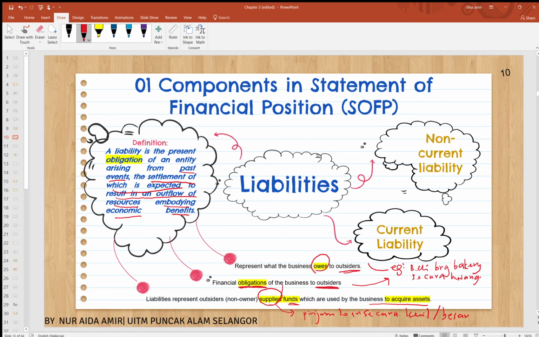Itu adalah konsep liabilities. Okay, is obligation. Your tanggungan. You kena tanggung sebab you dah minta pertolongan orang lain. Macam tu maksud dia. However, liabilities ni, dia juga terbahagi kepada dua, iaitu non-current liabilities and current liabilities. Jadi kita tengok what is non-current liabilities.